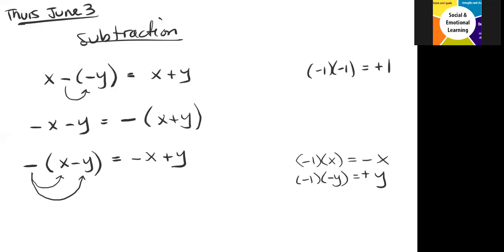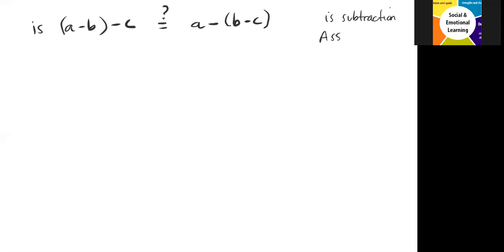Just going to save my slides here. So one question is, is A minus B minus C equal to A minus B minus C? So this is about associativity. This is, in other words, is subtraction associative?